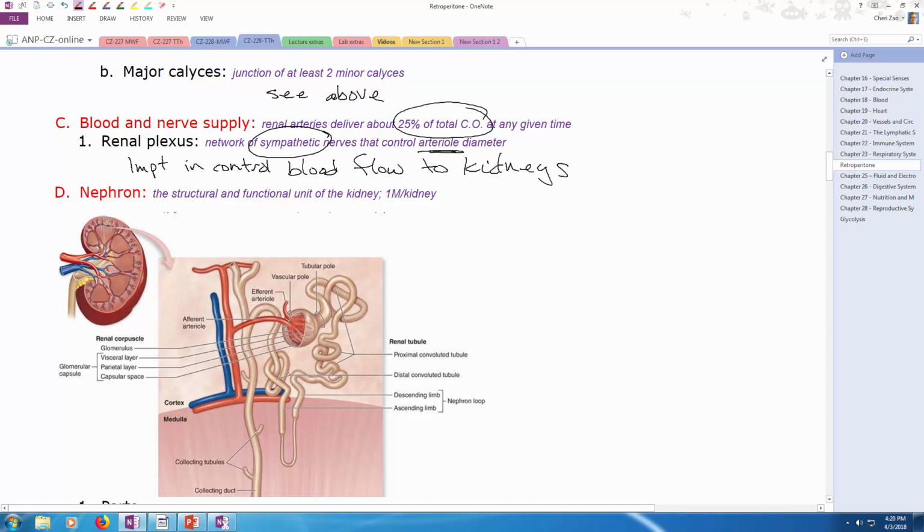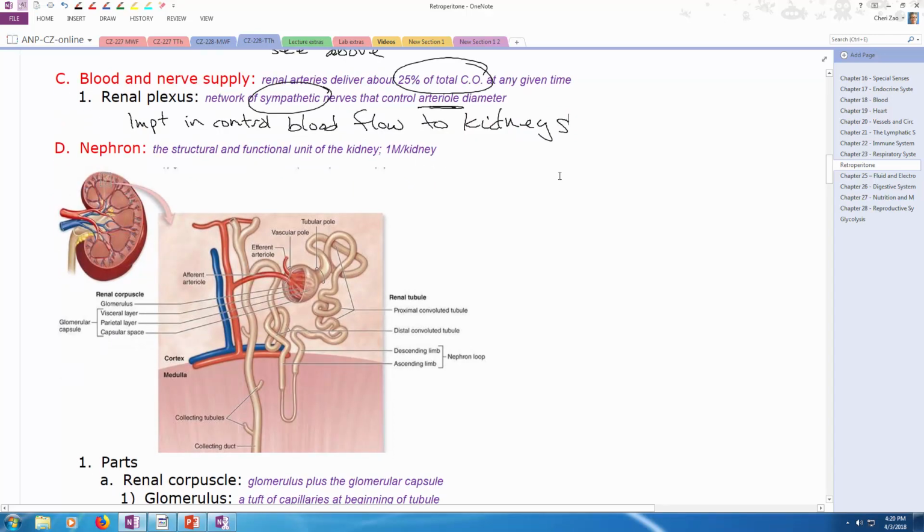And what do you think? Do you make more urine or less urine when you clamp down on that blood flow? Less. And that's an important thing. So this arterial diameter clamping on down will indeed cause you to actually produce less urine.